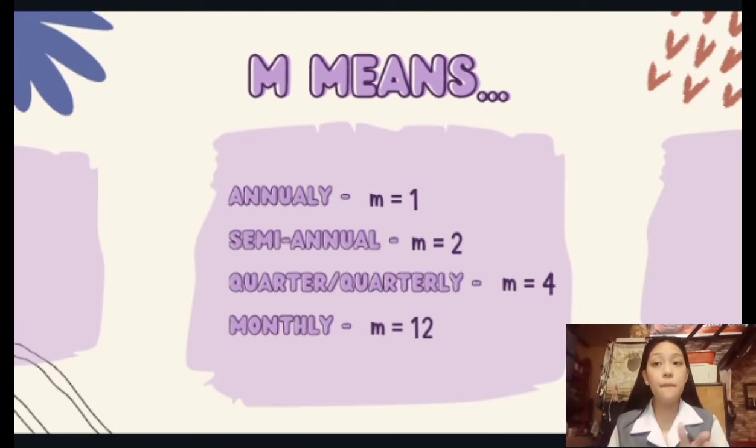So, M means annually, M is equals to 1. Semi-annually, M is equals to 2. And quarterly, M is equals to 4. And monthly, M is equals to 12.